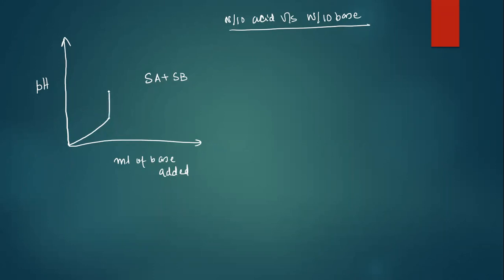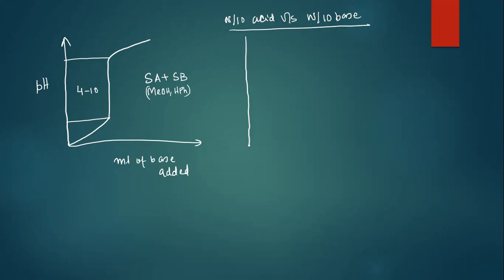After that, it takes a sharp change like this, then again it goes like this. This sharp change occurs between pH 4 and 10. That is why, in this case, the indicator that can be used is either methyl orange or phenolphthalein. Both will show the equivalence point because the range is so big.